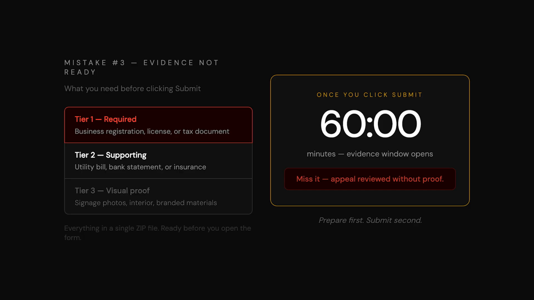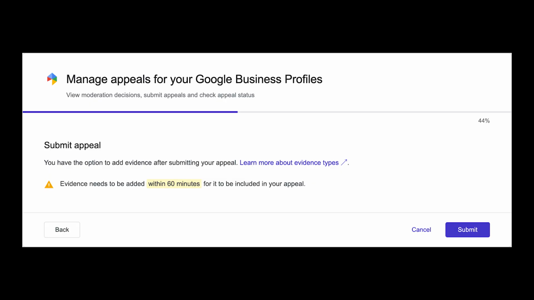So again, have your folder, your zip file, your Google Drive, I don't know, with all your documents ready before you start the appeal. And then when you're ready, you can submit. If you don't upload those documents, your appeal may be reviewed without the supporting documents you intended to provide, making the reinstatement significantly more difficult. So 60 minutes sounds like enough time. It isn't. If you're searching for documents while the clock is running, then you will find out that it's probably shorter than what you think.